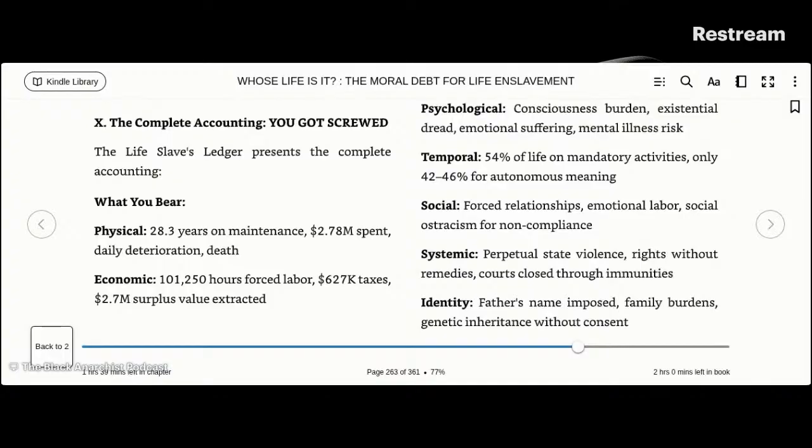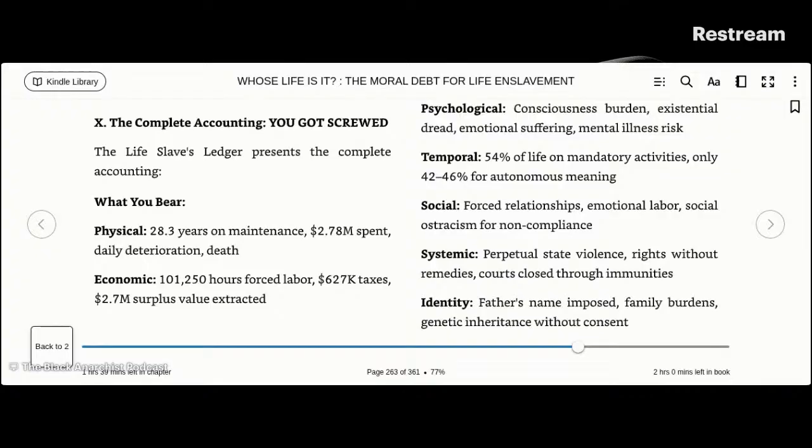The total complete accounting. You got screwed. The Life Slaves Ledger presents the complete accounting of what you bear. Physical: 28.3 years on maintenance, 2.78 million spent on daily deterioration and death. Economic: 101,250 hours on forced labor, 627K in taxes, 2.7 million in surplus value extracted.